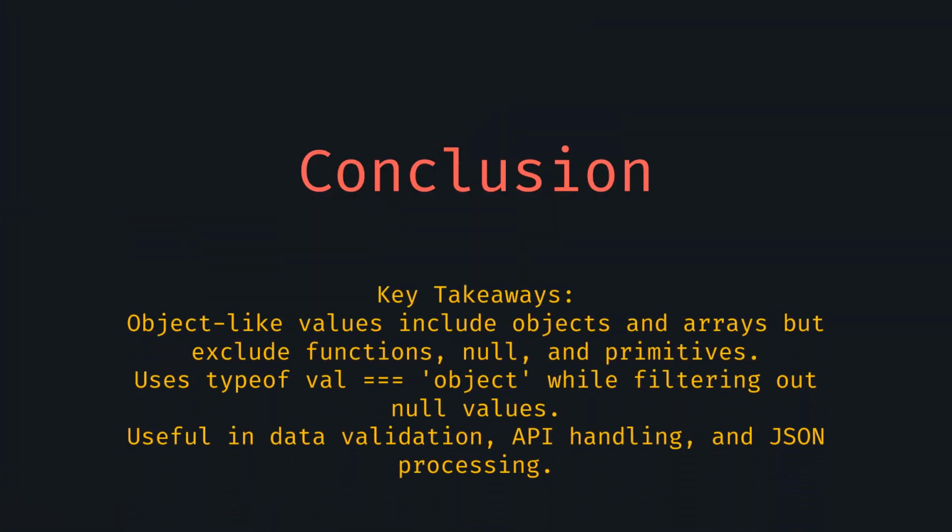This wraps up our lesson. We've learned how to differentiate object-like values from other data types, ensuring accurate type handling in JavaScript applications. This method is useful in API validation, working with JSON, and preventing data errors. Try using it in your projects.